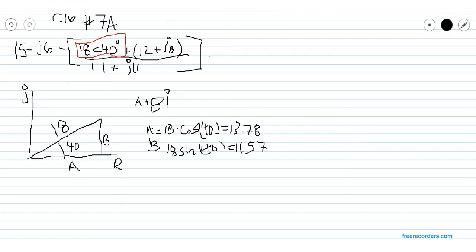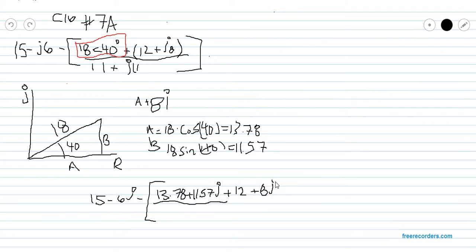Now if we rewrite this equation, what we get is 15 minus 6j, minus the equivalent of that. Remember, we have 13.78, which is our a, plus 11.57j, plus 12 plus 8j, over 11 plus 11j.